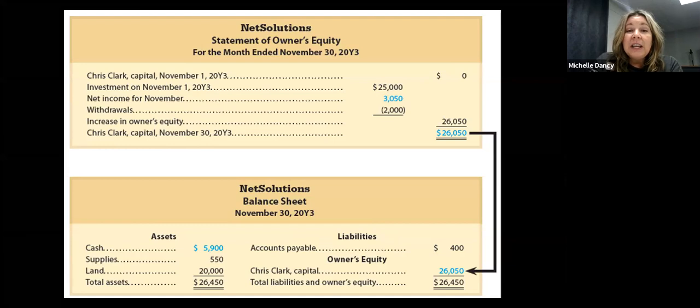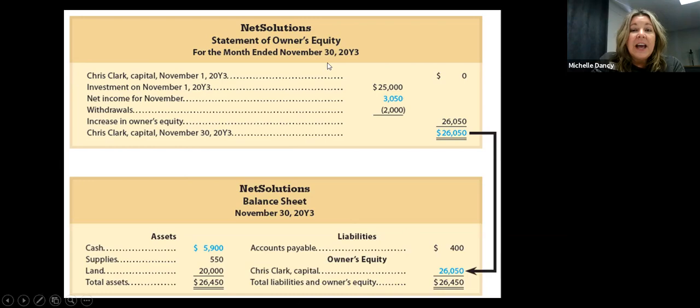Now, if you look in Canvas under the Chapter 1 module, you'll see a link for Chapter 1 notes. These are just some notes that I've typed up for you. On those notes, I have the template or the formula, whatever you want to call it, for each financial statement. The income statement is revenues minus expenses. The statement of owner's equity is beginning capital plus investments plus net income minus withdrawals, which gives you ending capital. And then the balance sheet is assets equal liabilities plus equity. So that's just a brief little summary and tutorial on our 3 main financial statements.